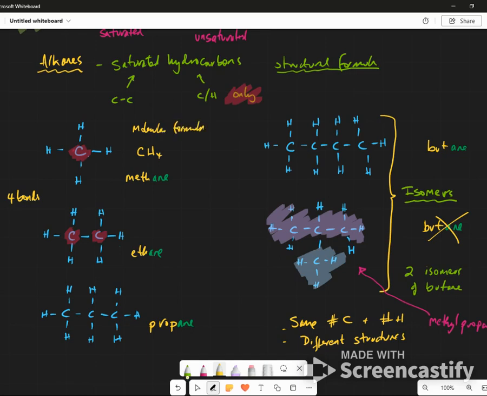And this one is C2H6. This is C3H8. This is C4H10. And this is also C4H10, isn't it? Because they have the same formula.